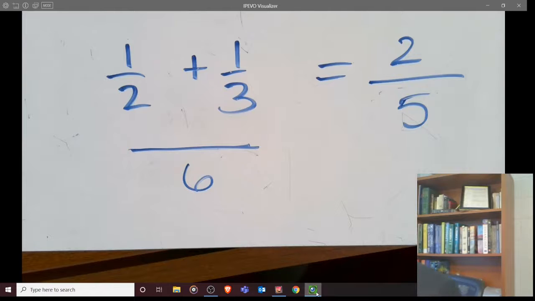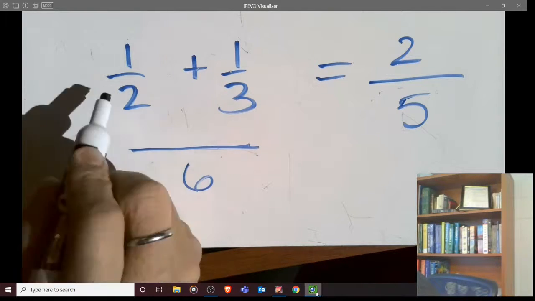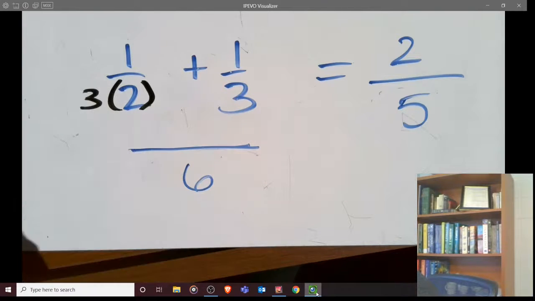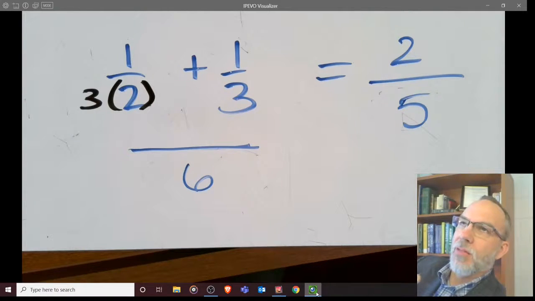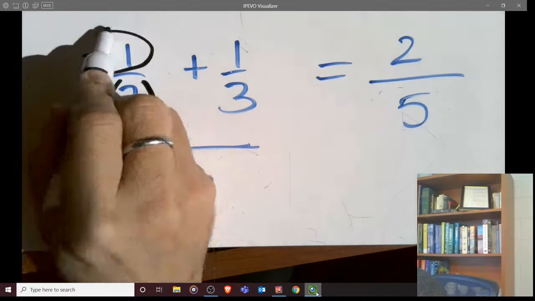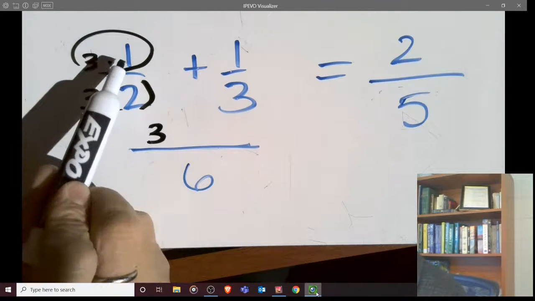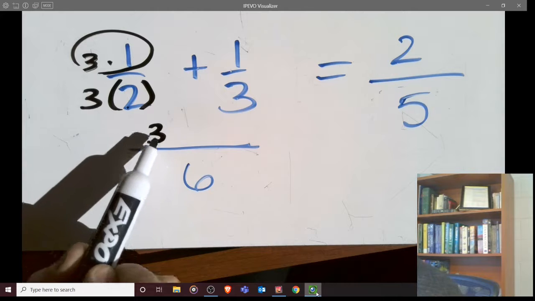Now, how do I change these individual fractions? Notice I'm just doing one full denominator, 6. How do I change these fractions? Well, what do I multiply 2 by to get 6? I'm going to multiply that by 3. And if I multiply the denominator by 3, I have to multiply the numerator by 3 because I'm really multiplying by 1. 3 over 3 is 1. So what's 3 times 1 there on that one? That becomes 3. So my 1/2 right here now has been changed into 3/6.